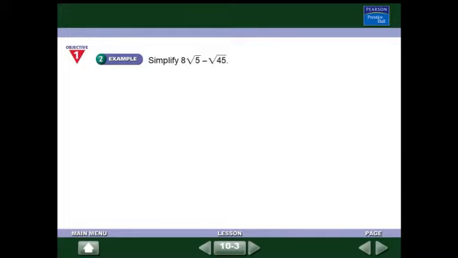Simplify 8 square root of 5 minus the square root of 45. Since 5 is already in the simplified form of a radical expression, we're going to check the second one. Since the expressions here are not like radicals, we need to simplify the second one. The square root of 45 can be written as the square root of 9 times 5.